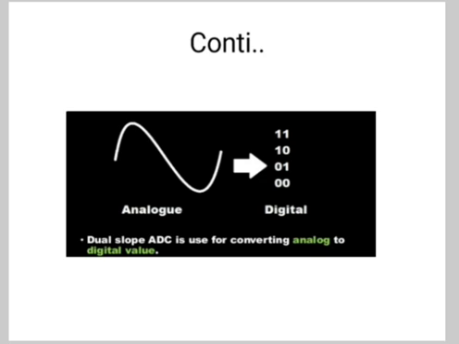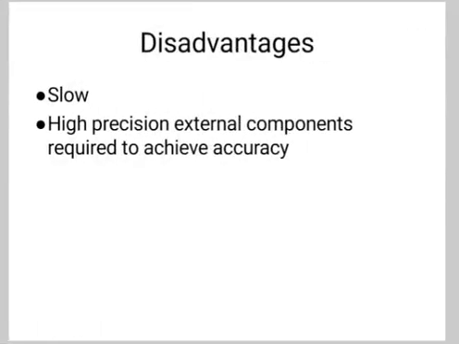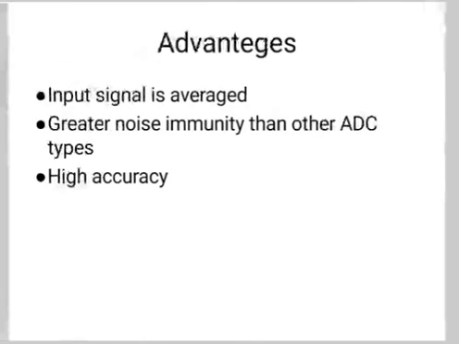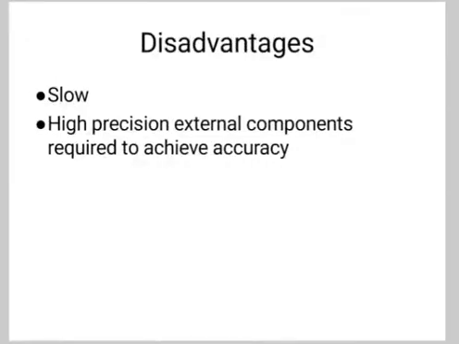Its main disadvantage is that it has a slow conversion rate, and high precision external components are required to achieve accuracy, often in the range of 10 samples per second. In applications where this is not a problem, such as measuring temperature transducers, a dual slope ADC is a good choice. They are commonly used in digital voltmeters where their resolution is measured in the display digits.